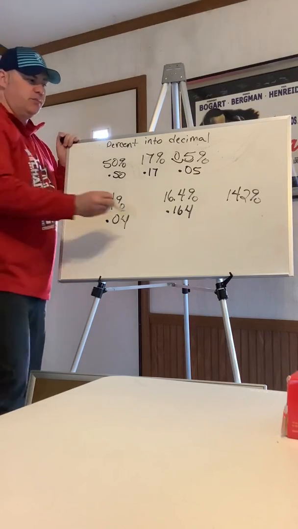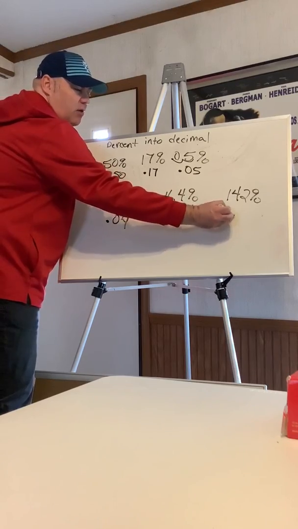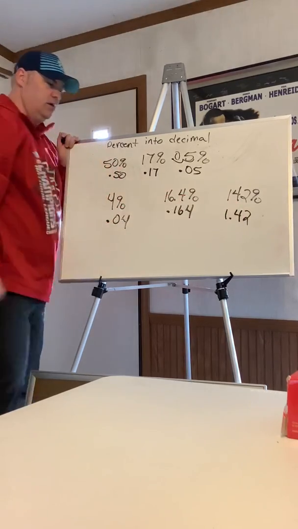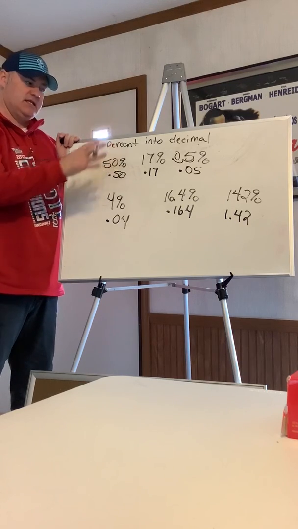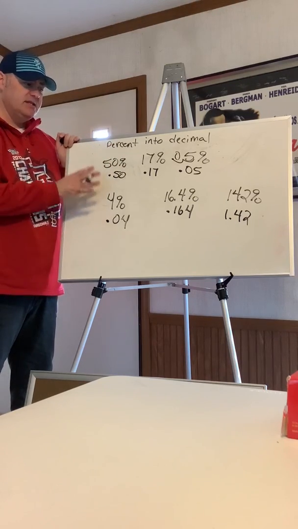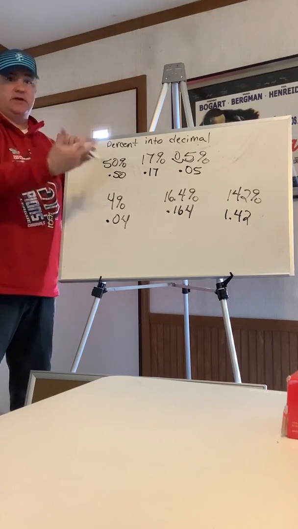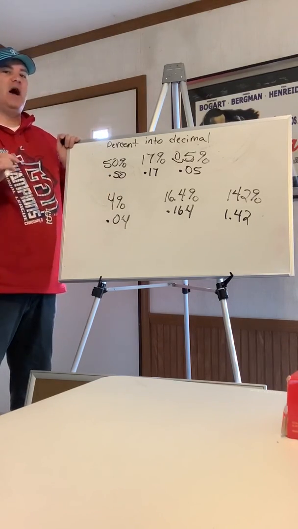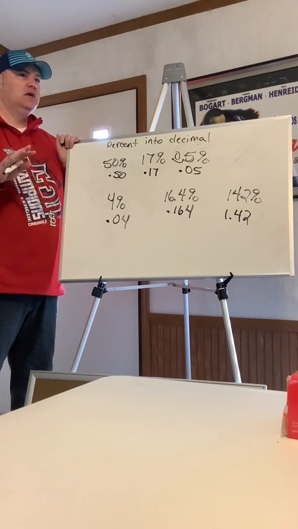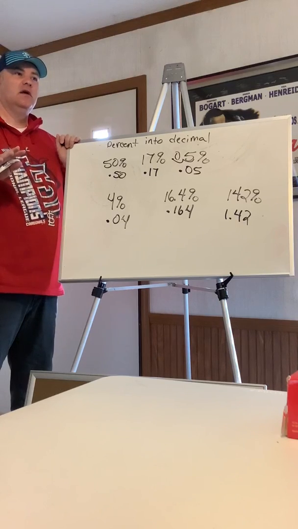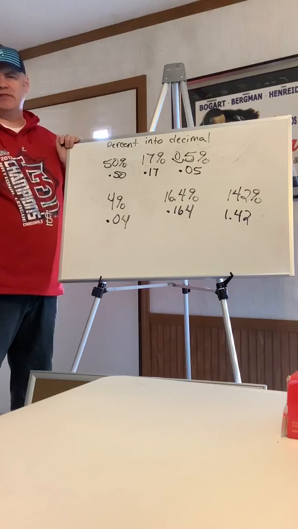Okay, 142%. Once again, it's here at the end. You move it twice, you got 1.42. So that's how you express percents as decimals. This is going to be mainly where we do our math, because a lot of times in everyday life, you need to find the percent of something. You're not usually forced to find what 30 cents is of $1. You're not usually forced to find what that is as a percent.